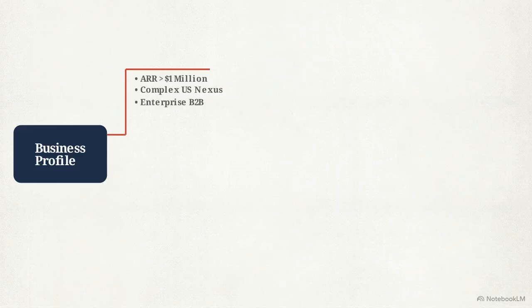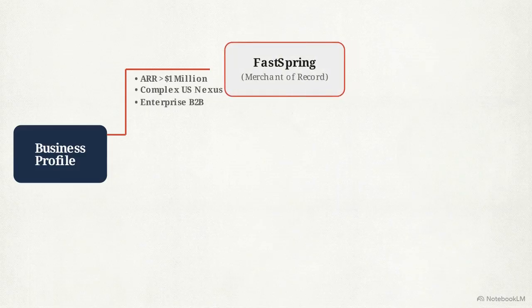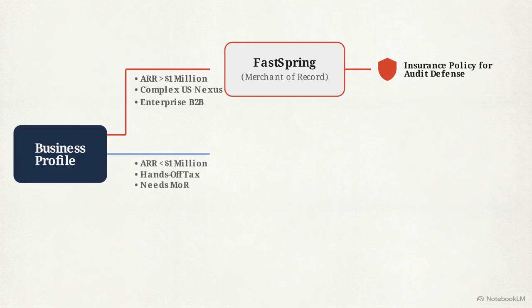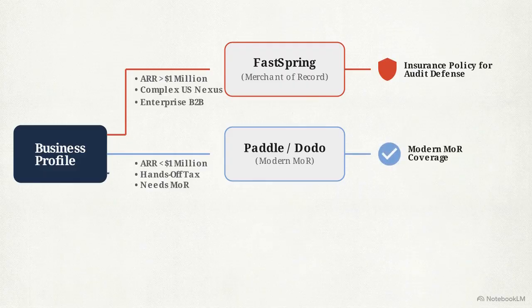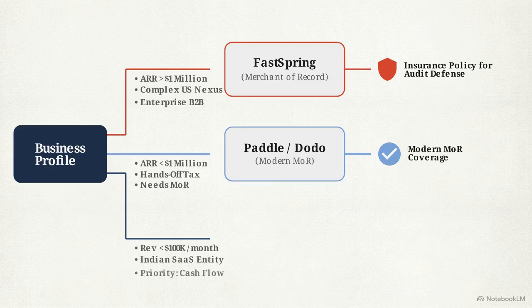To definitively choose your processor, this decision tree outlines the framework based on your profile. If you exceed $1 million in annual revenue, with complex U.S. Nexus and enterprise B2B needs, FastSpring is the correct choice. At that scale, the high fees are a justifiable insurance policy for multi-jurisdiction audit defense. If you operate below that enterprise scale but genuinely desire the hands-off tax convenience of a merchant of record, choose modern alternatives like Paddle or Dodo Payments.